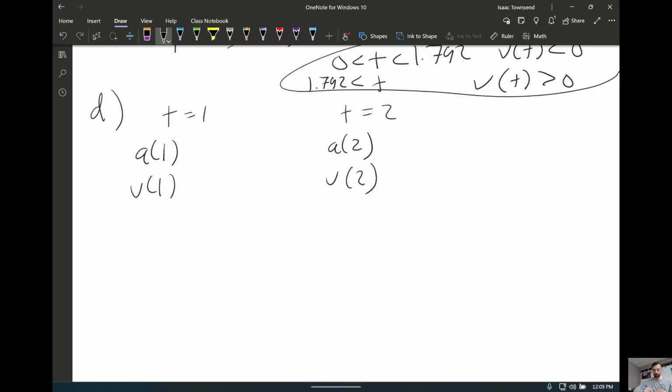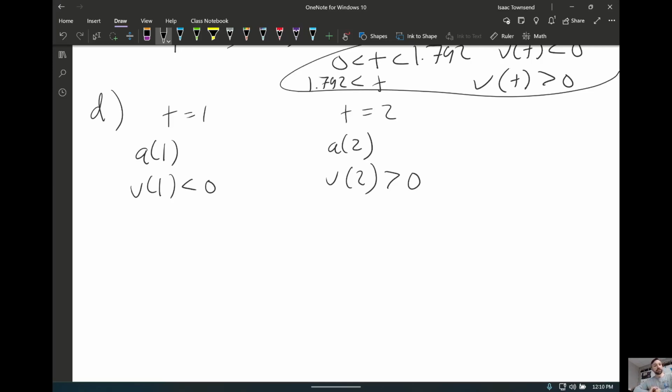Plugging 1 into velocity gives me something negative. Plugging 2 into velocity, actually I think we did these two on the last question, but that's okay, gives me something positive. So all that tells me is that at 1 second it's going to the left, and at 2 seconds it's going to the right. But it could be speeding up to the left, or speeding up to the right, or slowing down to the left or slowing down to the right. That's where acceleration is also needed.